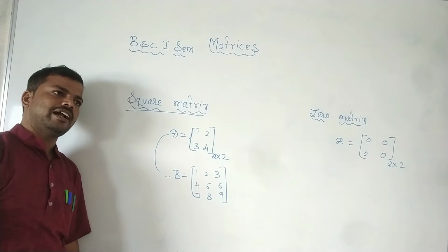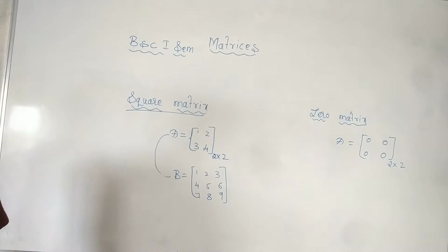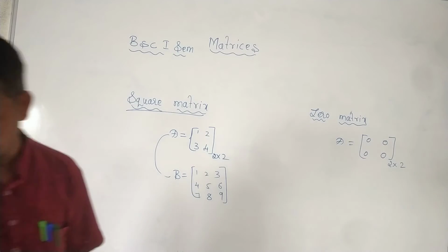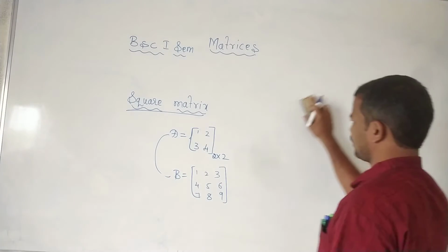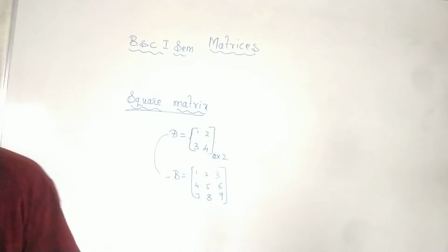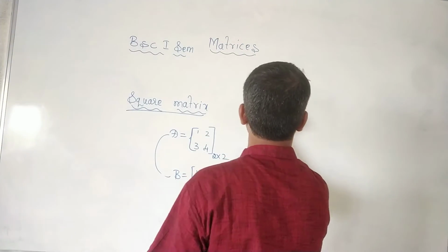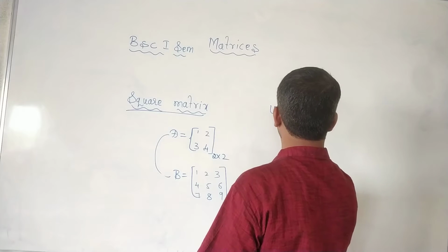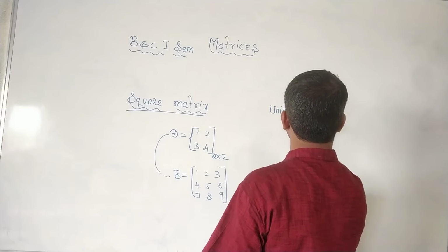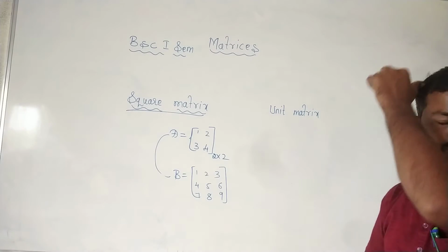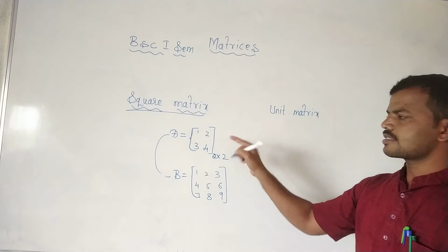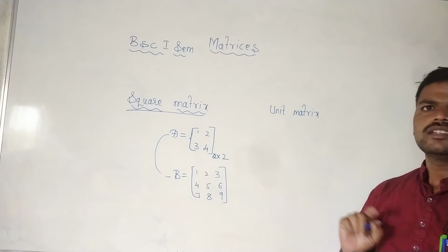ಅದಕ್ಕೆ ಏನಂತೇವೆ? ಸ್ಕ್ವೇರ್ ಮ್ಯಾಟ್ರಿಕ್ಸ್ ಅಂತ ಹೇಳ್ತೇವೆ. Next we come to the unit matrix. Unit matrix ಅಂದ್ರೆ ಏನ್ರಿ? What we call an identity, multiplicative identity matrix, or a unit matrix. A unit matrix is a square matrix.